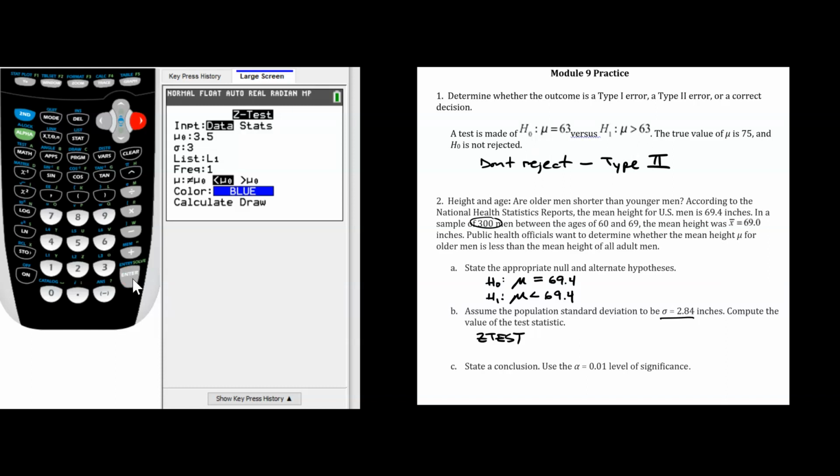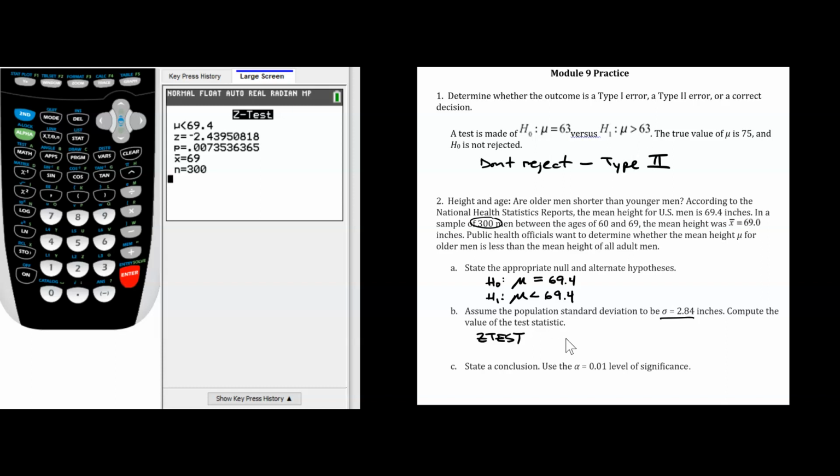So I'm going to change this to stats. And the null value of the mean is 69.4. Sigma is assumed to be 2.84, so we can enter that in. X bar is 69.0. And our sample size was 300. Notice the alternate hypothesis is less than, so I do want to select the less than symbol. And then I can go calculate.